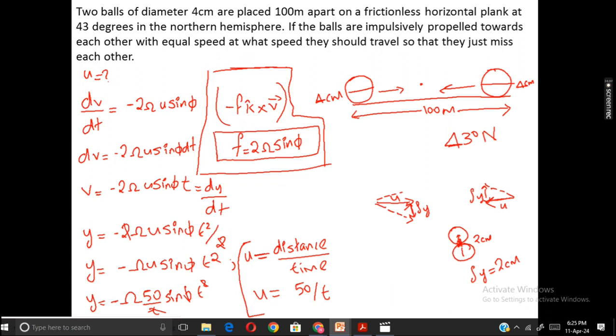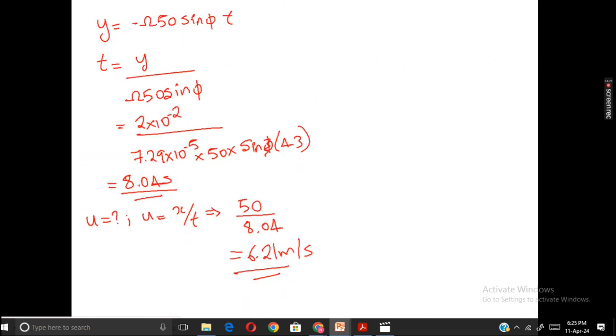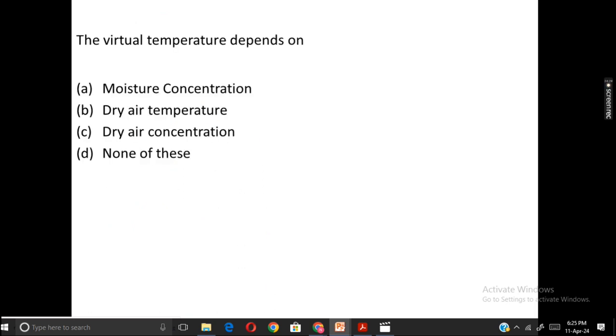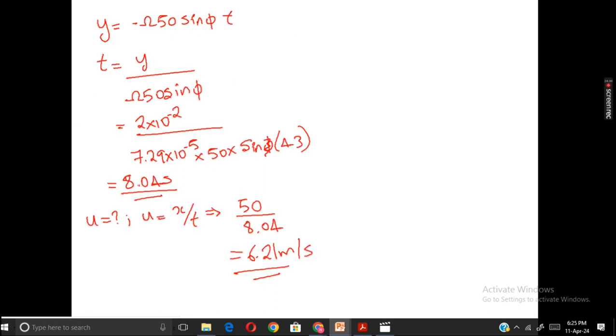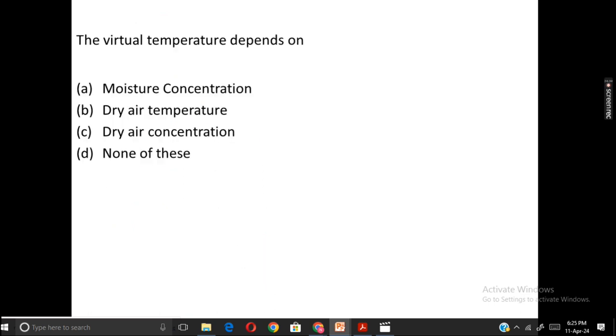So we started from Coriolis force, which is dv by dt is equal to minus 2 omega u sine phi. And from that we found out the equation for y. From y, after which u is 50 by t, we got the value of t. Then after calculating t, we found the value of u, which is the velocity with which the ball should propel towards each other. So yeah, about Coriolis force, and the answer was 6.21 meter per second.